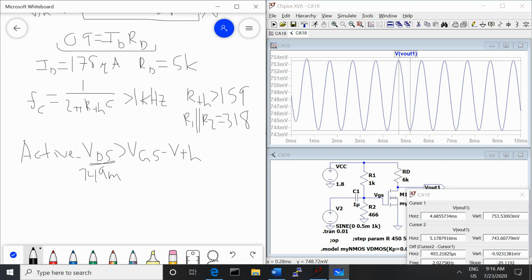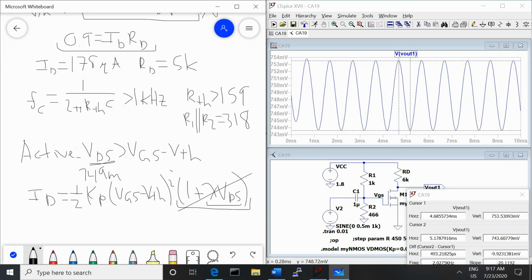And in order to find VGS minus VTH, we're going to use our ID equation. So this is another good equation to know. ID equals 1/2 Kp times VGS minus VTH squared times 1 plus lambda times VDS. VDS is 749 millivolts, lambda is 0.1, so 0.1 times 0.7 is much less than 1. So this is about 1, and multiplying the whole equation by about 1 is not really going to change it, so we can neglect that.